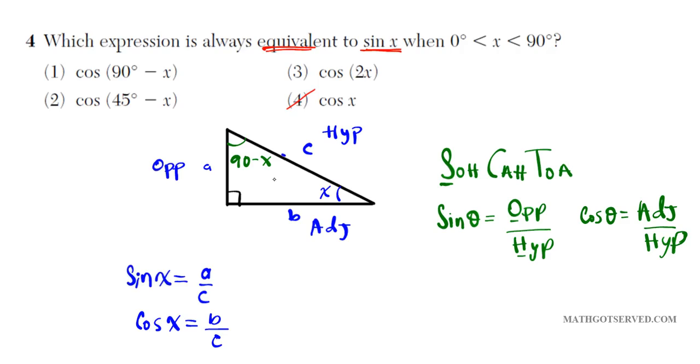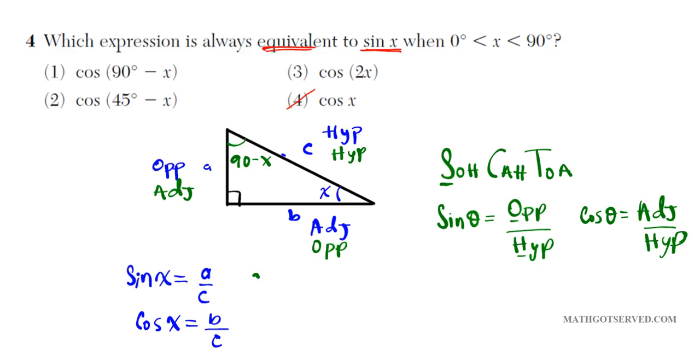They are not the same. We're looking for something that's equivalent to sine x. Now, how about we switch to this angle right here, 90 minus x. If this is our reference angle, guess what? Our hypotenuse stays the same, but our adjacent becomes the opposite, because this is the side that's opposite this complement of x, and this is the adjacent to that angle. So it's going to change our ratios.